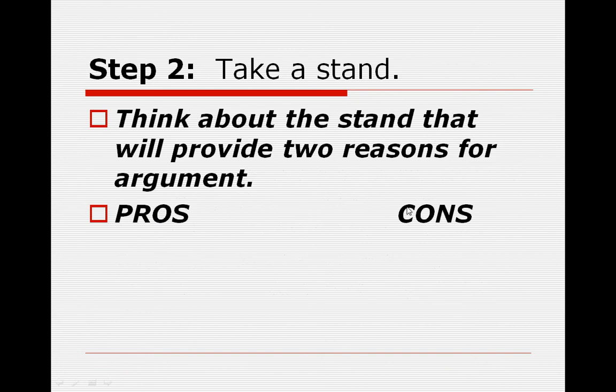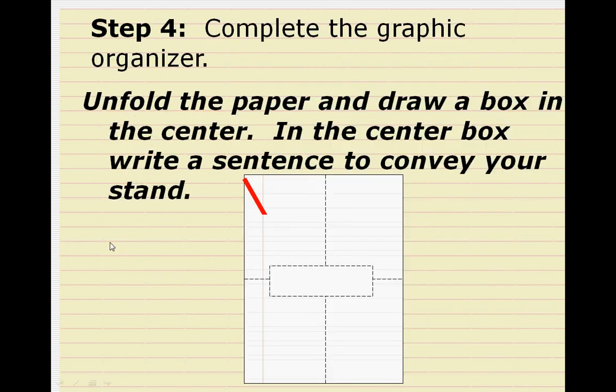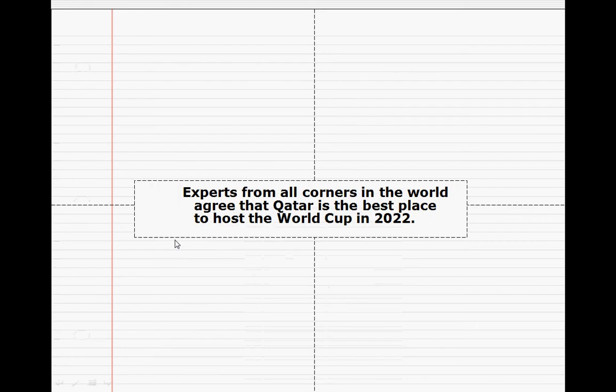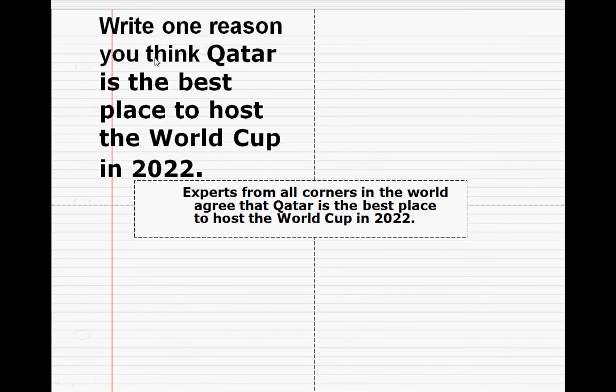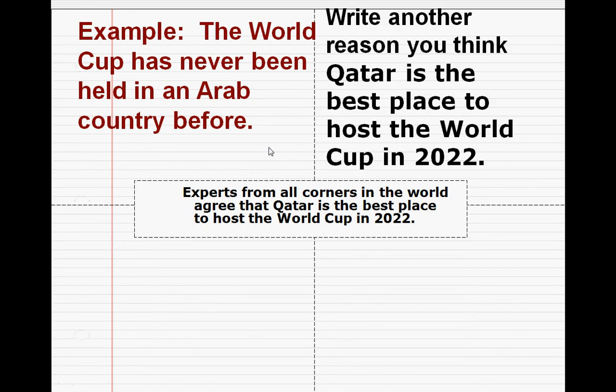Now you have to write your pros and the cons and provide your reasons. Prepare the graphic organizer in the same way as we said: unfold the paper, 4 squares. Here you write your sentence that conveys your stand, your point of view, and you start writing. Experts from all corners in the world agree that Qatar is the best place to host the World Cup in 2022. Write one reason. First reason: the World Cup has never been held in an Arab country before.